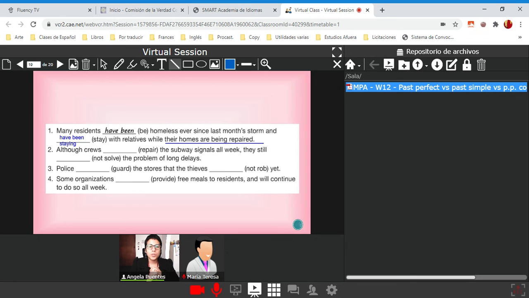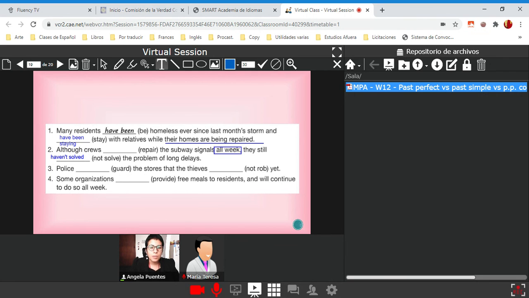The next one, although crews have repaired the subway signals all week, they still haven't solved the problem of long delays. Okay, very good. They still aún no han solucionado. Haven't solved. But pay attention what happened here in the first one. No han solucionado. Y aquí estamos enfocándonos en la semana, ¿sí ves? En el tiempo. All week.